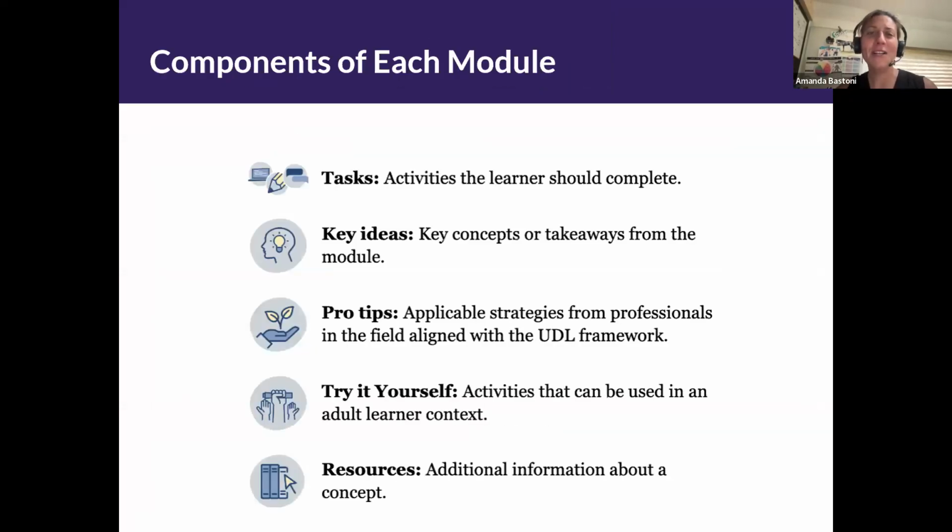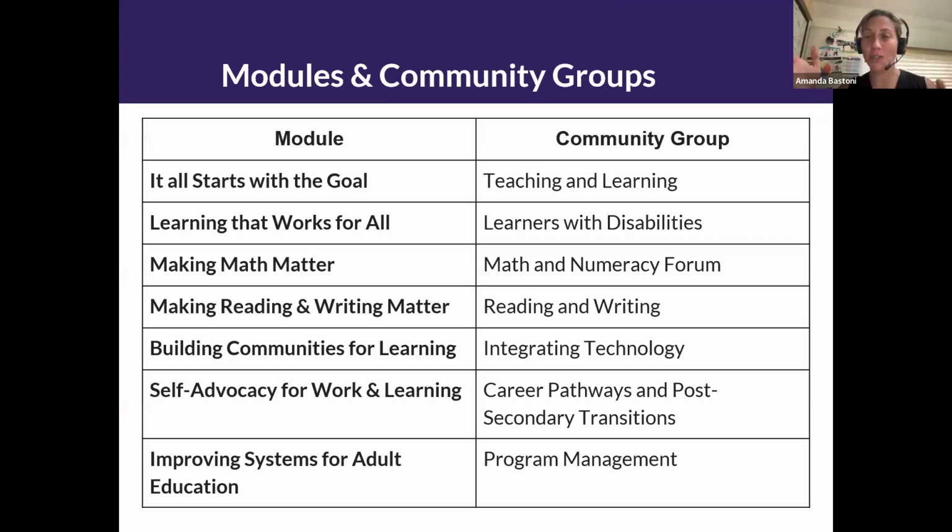Okay, sorry about that. So here are the modules, just so you can see them. We have the module titles on the left. It all starts with the goal, learning that works for all, making math matter, making reading and writing matter, building communities for learning, self-advocacy for work and learning, and then improving systems for adult education.